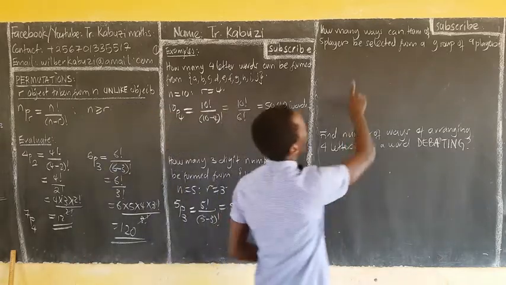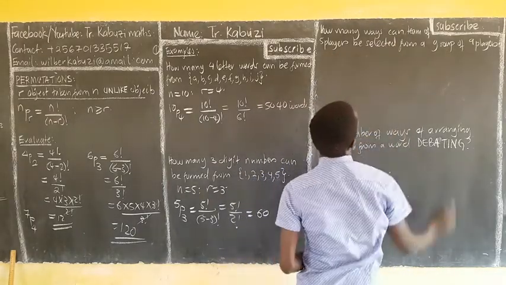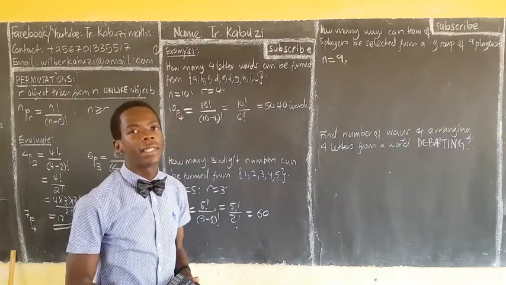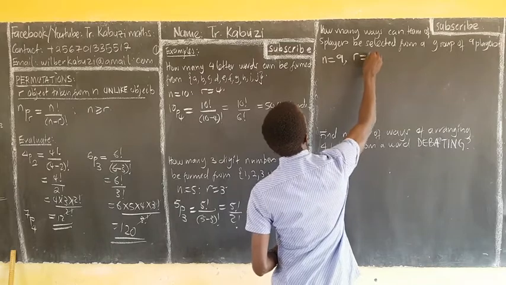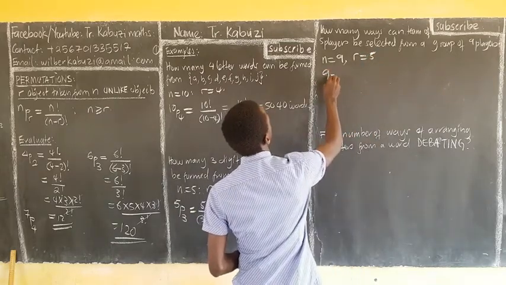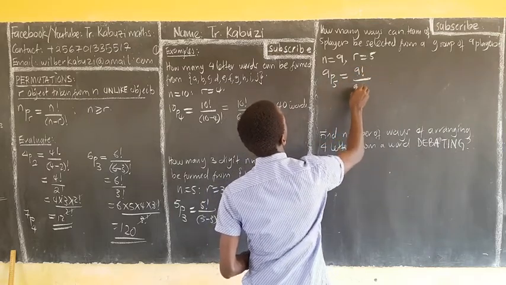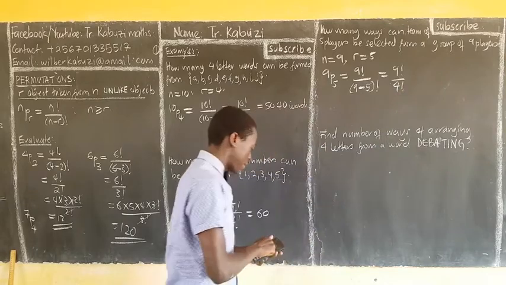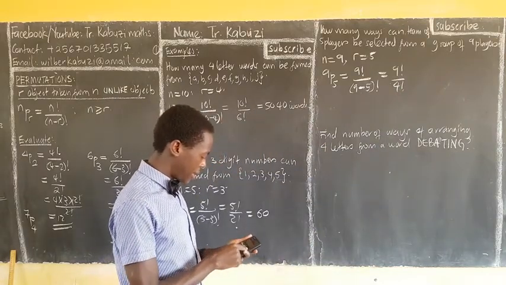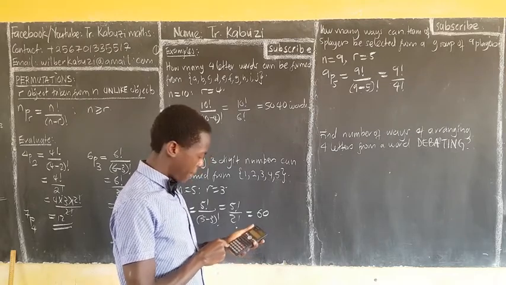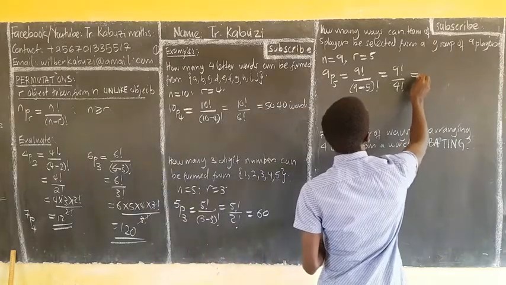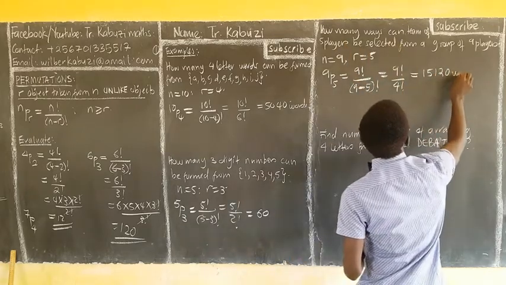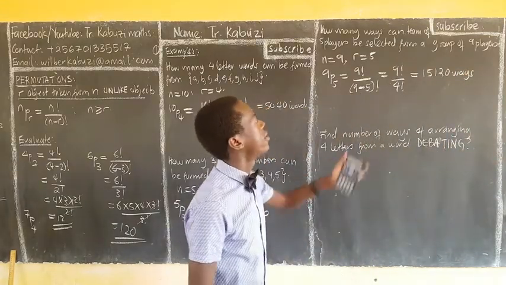How many ways can a team of 5 players be selected from 9 players? From there, the total is 9. Of course, players can't be the same, so they are different. But I'm picking 5 players from them, meaning it's the same as 9 permutation 5, which will be 9 factorial over 9 minus 5 factorial, which is 9 factorial over 4 factorial, which you can easily press on your calculator. So you can pick 15,120 ways of picking teams of 5 players.